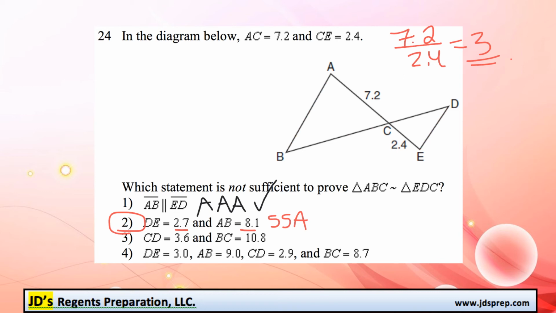Option number 3 deals with the lines CD and BC. So these two are images of each other. And that would be an example of side, angle, side. So that is a correct method to prove similarity. And if you were to take a look at the last one, that would be an example where all the sides are images of each other. That's an example of side, side, side, which would also work.